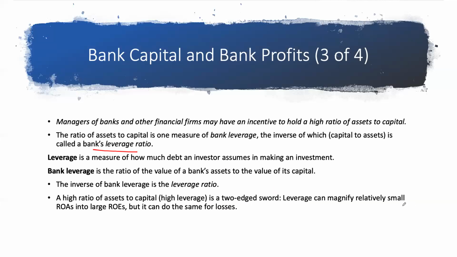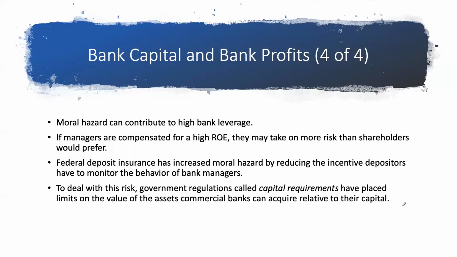So leverage can magnify relatively small ROAs into large ROEs, but it can do the same for losses, right? So that's the reason why you have to be very careful about how much leverage you take on. All the incentives for the banks are such that they operate with very high leverage ratios, but as we can tell, both losses and gains are magnified quite significantly. Okay? And the primary cause of concern here is the moral hazard problem, right?